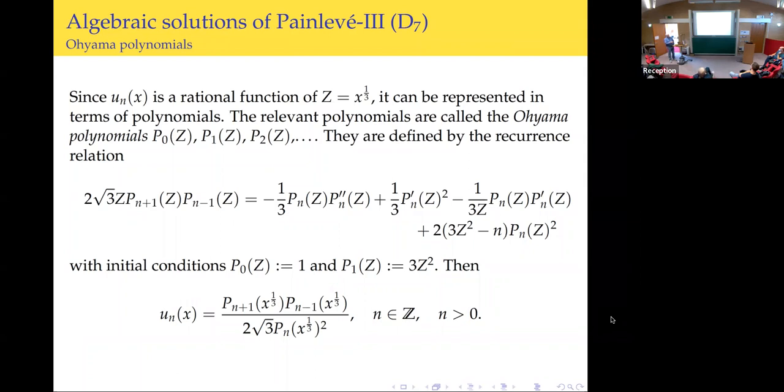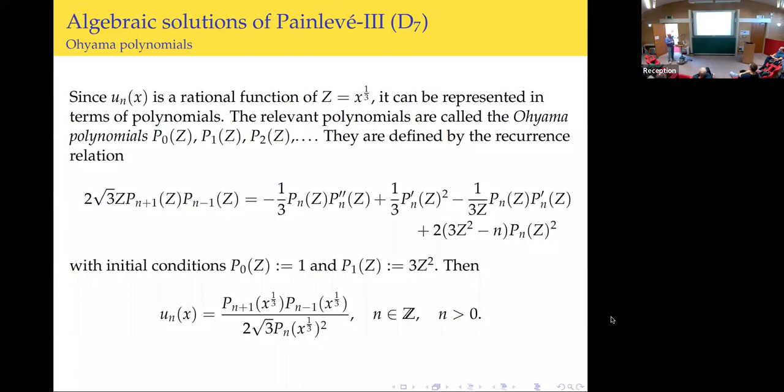Now, if I say that to you, you will say to me, well, how do I know that Pn plus 1 is then actually a polynomial? And I will tell you that Oyama knows the answer. I'm not sure, but it's really true. You can check that. But anyway, it's not an obvious recurrence, I have to say.